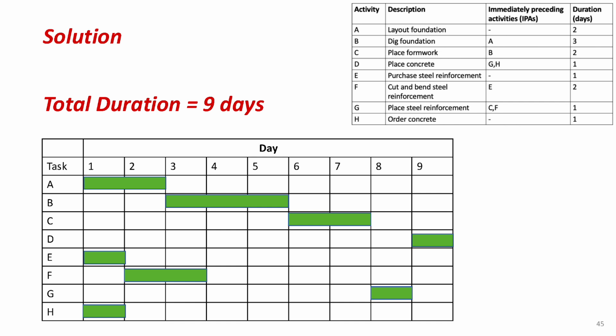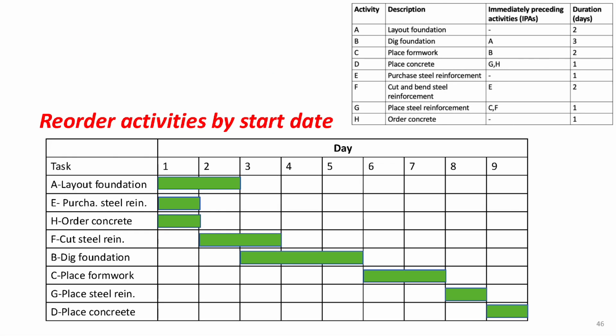Now that we've got the schedule for all activities, we can see that the total duration of the foundation phase is 9 days. This schedule is technically correct, but it's not very well organized since the activities aren't listed in order of their start dates. So now we need to rearrange the activities based on their start dates.